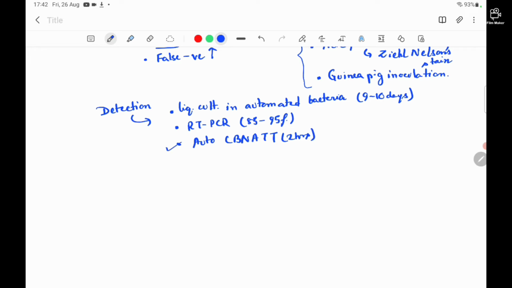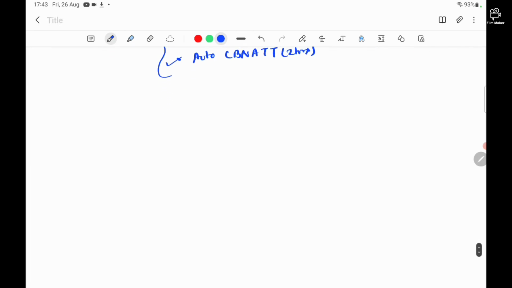Now this RT-PCR, where will you take the sample from? The sample should be taken from first menstrual blood. Now we will discuss about the treatment.